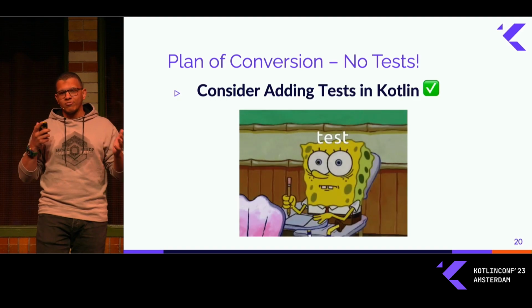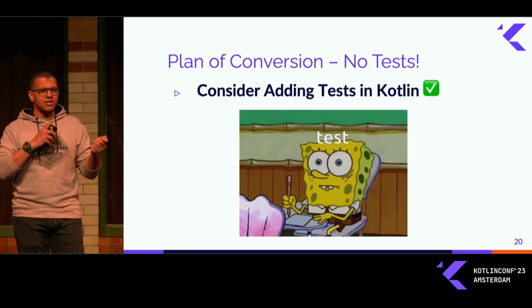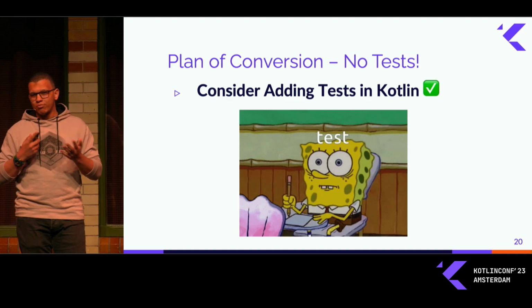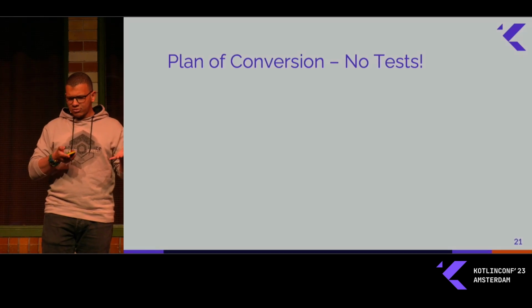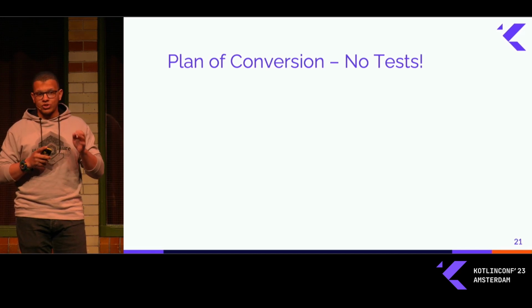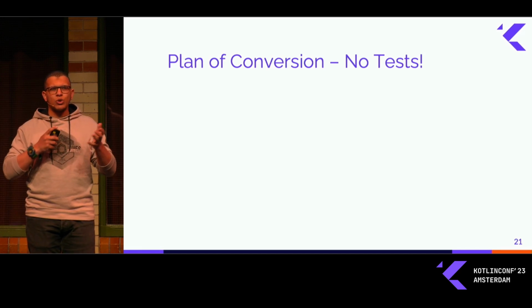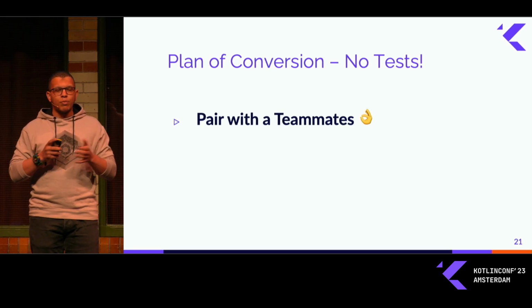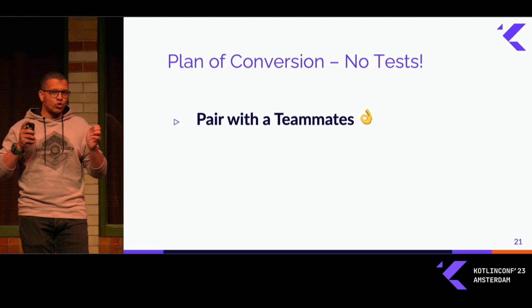But I know you will tell me that it is hard to test, like the architecture is not well suited for tests and so on. So maybe it's a little problematic. You still can write the tests. What you need to do, which will guarantee somehow, up to a probabilistic point, right, is to pair with a teammate to do the conversion and do it yourself.